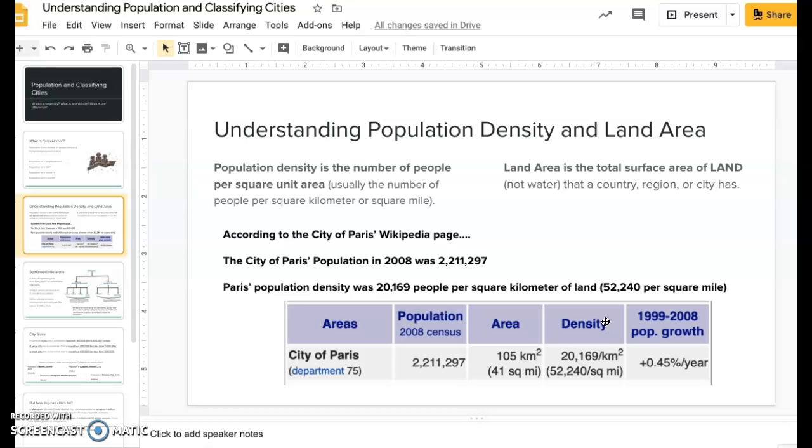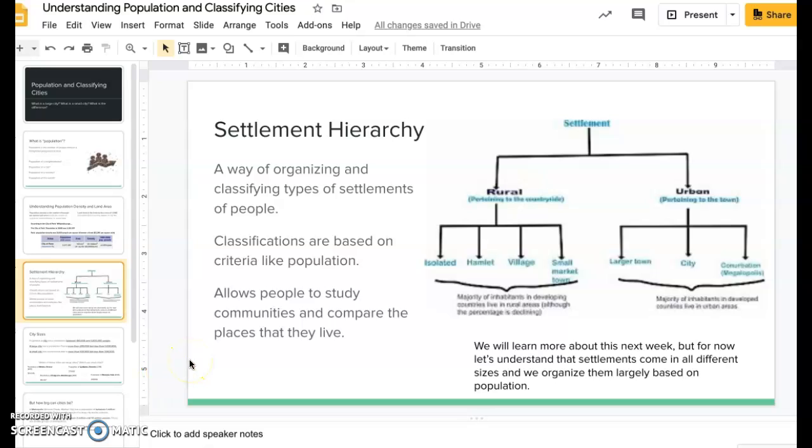So population density lets us know how tightly packed an area of land is with people, okay? So the population density of the city of Paris, we take the population and we divide it by the land area. So here it's 105 kilometers squared, and then we get the density. And so density, just to remember, is the thickness. The population density is the thickness of people, or how closely packed they are together inside a city or an area of land. Okay?